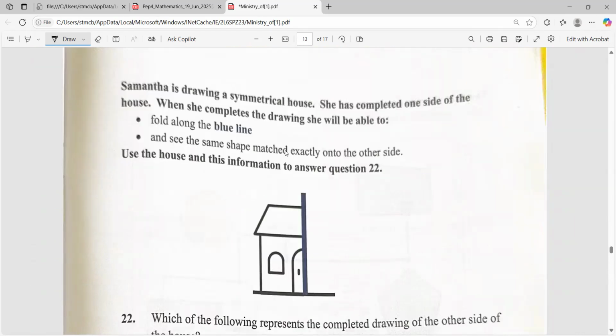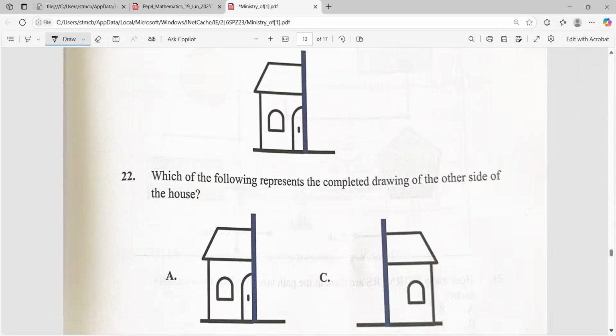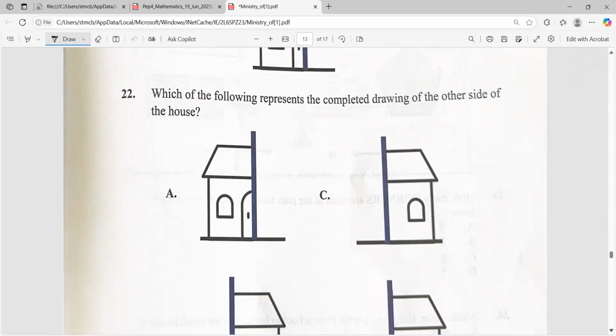Samantha is drawing a symmetrical house. She has completed one side of the house. When she completes the drawing, she will be able to fold along the blue line and see the shape match exactly onto the other side. Use the house and the information to answer question 22. All right, so let's look for the one and match it, right? It can be A because it turned the same way.